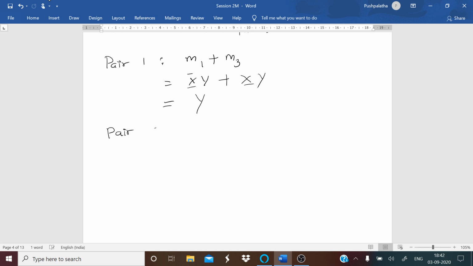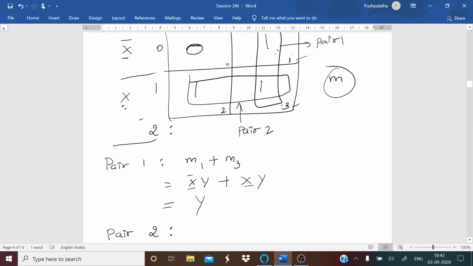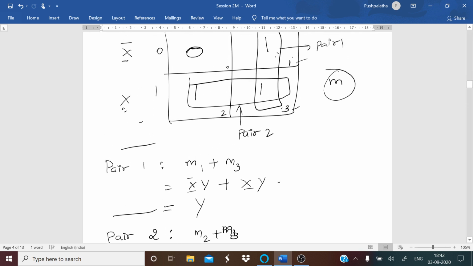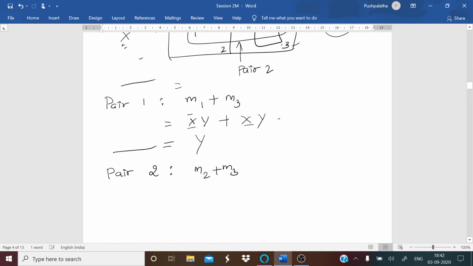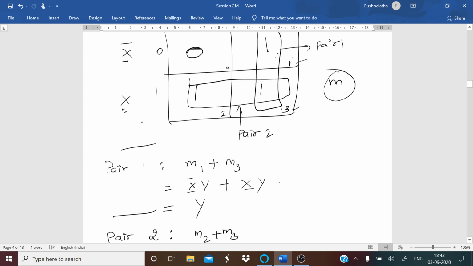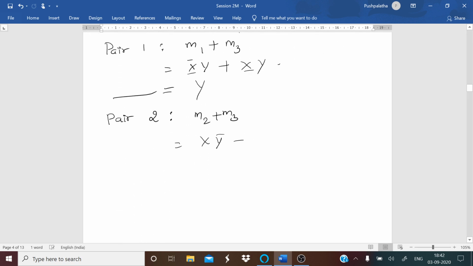In the same way, you have your pair 2. What is your pair 2? Pair 2 is M2 and M3. That is M2 plus M3. So what are the variable values in M2? M2 is X and Y bar. X and Y bar. Plus what is M3? X and Y. Right? X and Y.